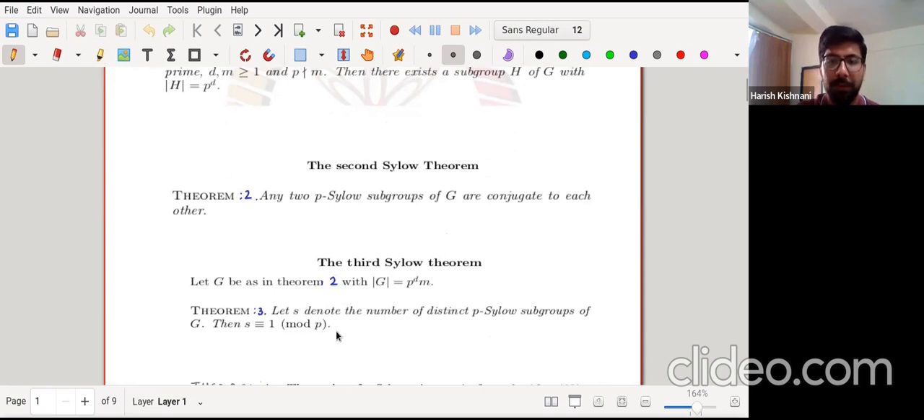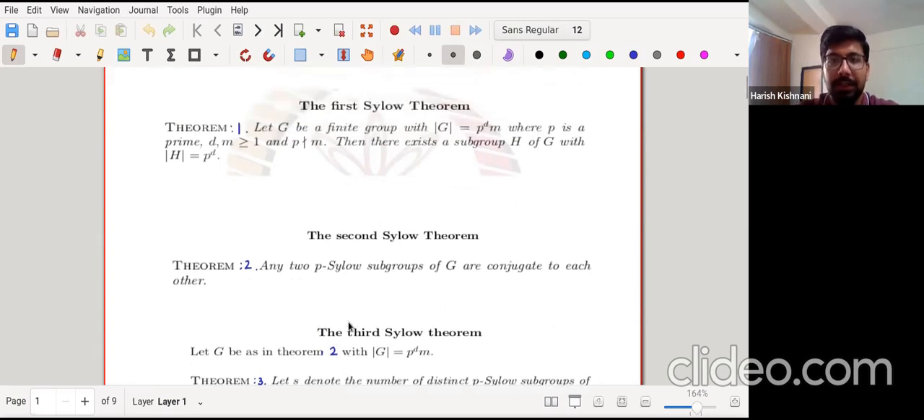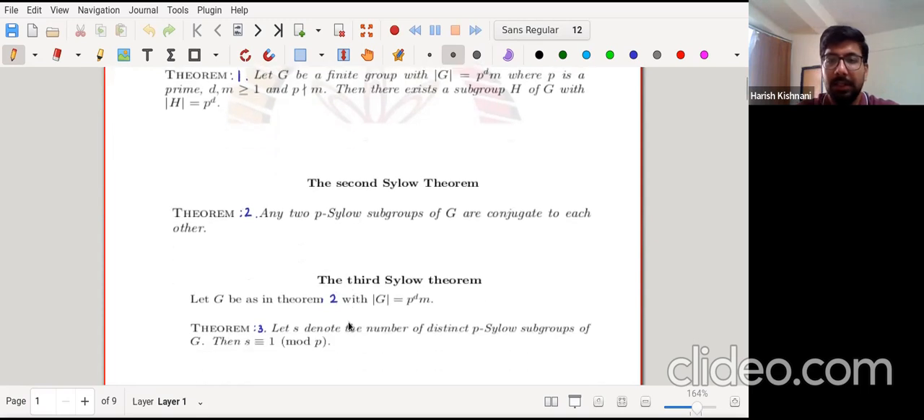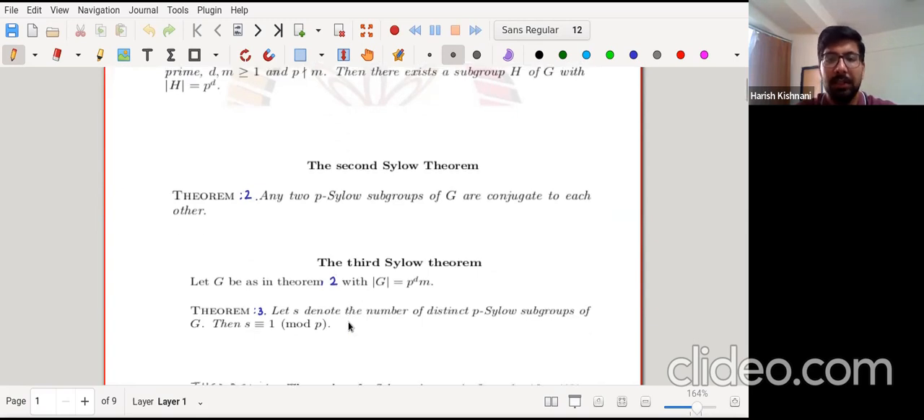So what information do you have about Sylow p-subgroups? First of all, theorem 1 says that a Sylow p-subgroup exists. The second theorem says that any two Sylow subgroups are conjugate, and the third theorem says that their number is congruent to 1 mod p. That means p divides the number of Sylow p-subgroups minus 1.